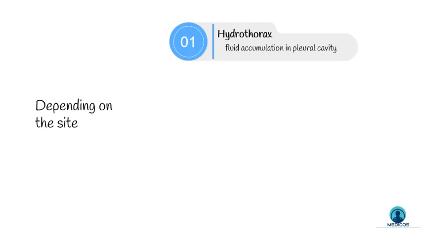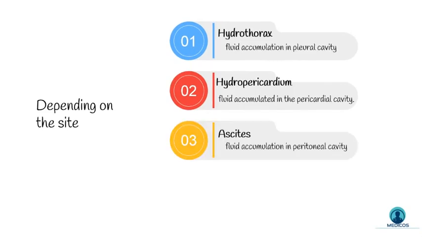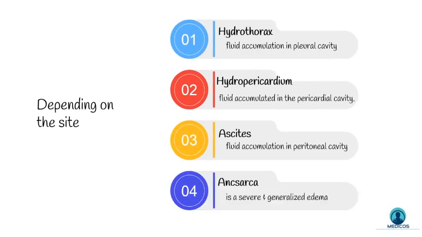Depending on the site, fluid accumulation in body cavity can be variously designated as hydrothorax, which is fluid accumulation in pleural cavity in pathologic amount, hydropericardium, which is pathologic amount of fluid accumulation in the pericardial cavity, hydroperitoneum or ascites, which is fluid accumulation in peritoneal cavity, and anasarca, which is severe and generalized edema of the body with profound subcutaneous swelling. And anasarca is associated with three organs: liver in liver failure, heart in cardiac failure, and renal in kidney failure. We will talk about this later in the video.